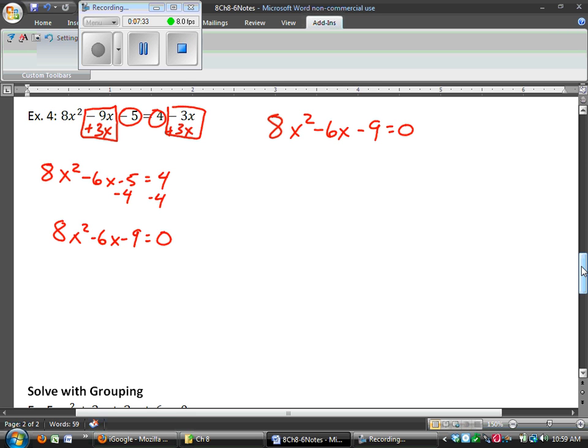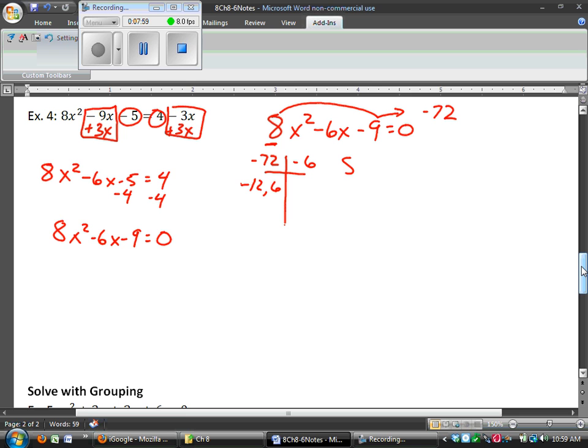Okay, how do we factor a trinomial that has a number in front? We multiply the first and last to get negative 72. So that means I need something that multiplies to negative 72 and adds to negative 6. Well, if you do some of the math, you'll get negative 12 and 6. Multiply to negative 72 and add to negative 6.